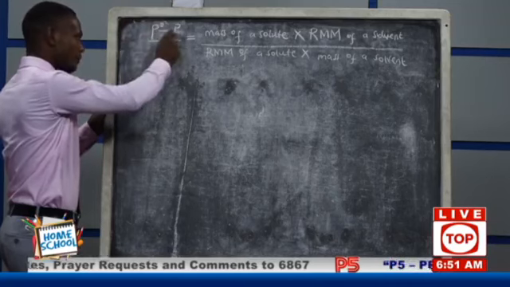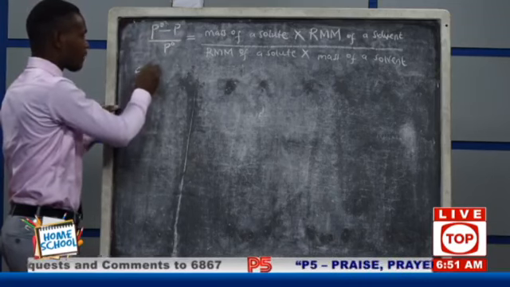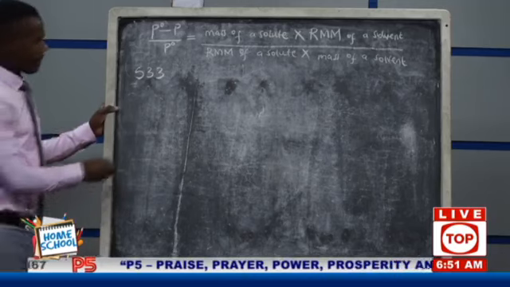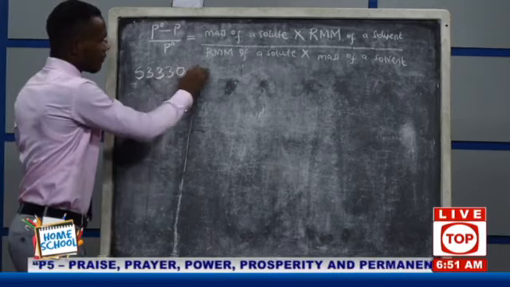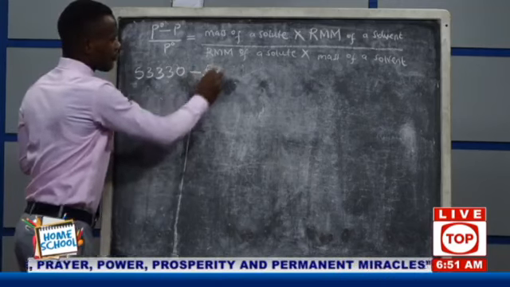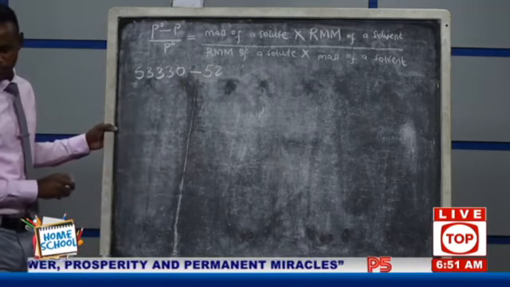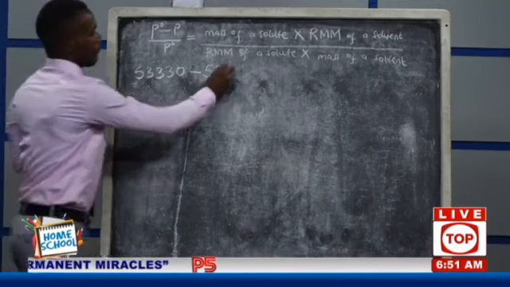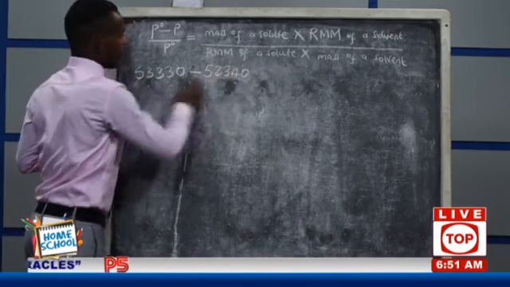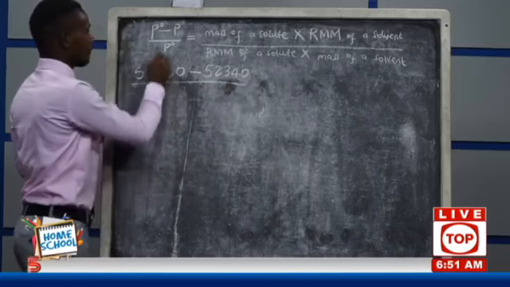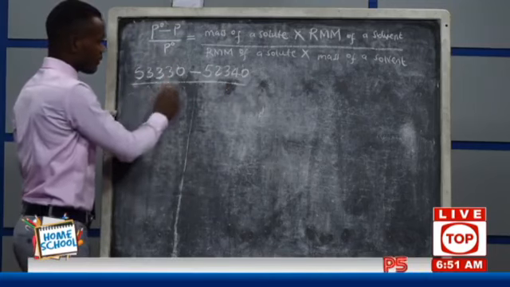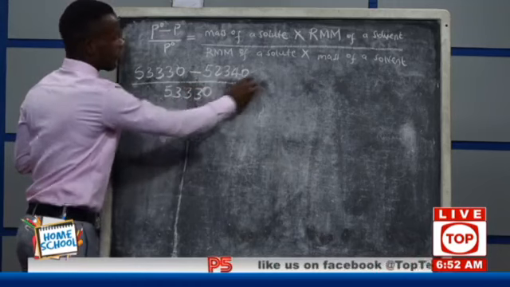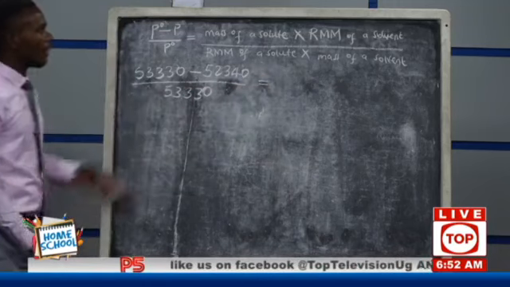the vapor pressure of the solvent, vapor pressure of the solution. This one is 53,330 minus 52,340, divided by vapor pressure of the pure solvent, which is 53,330. This one will be equal to mass of the solute.